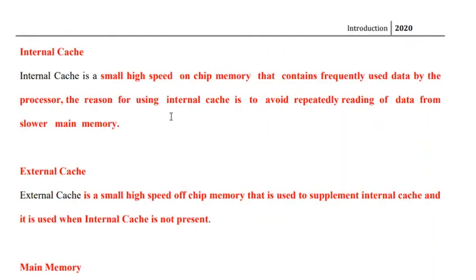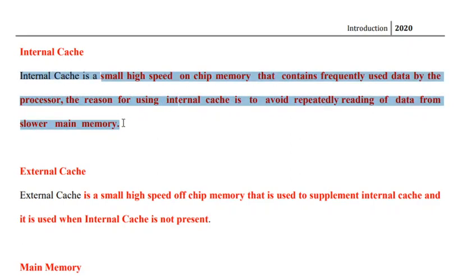Now internal cache. Internal cache is again a high speed on-chip memory that contains frequently used data by the microprocessor. The reason we need an internal cache is to avoid repeatedly reading data from the slower main memory, where we would need to communicate through the data bus to the main memory and bring the data again. In order to overcome that hurdle, we have a high speed onboard memory which is capable of supplementing the register and holding frequently used data during execution.